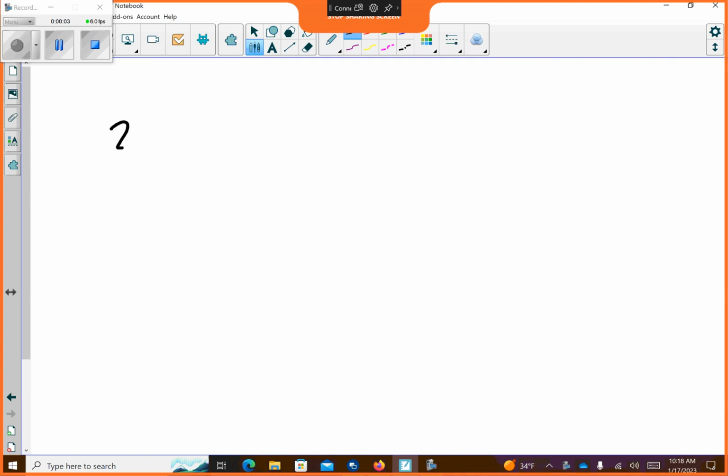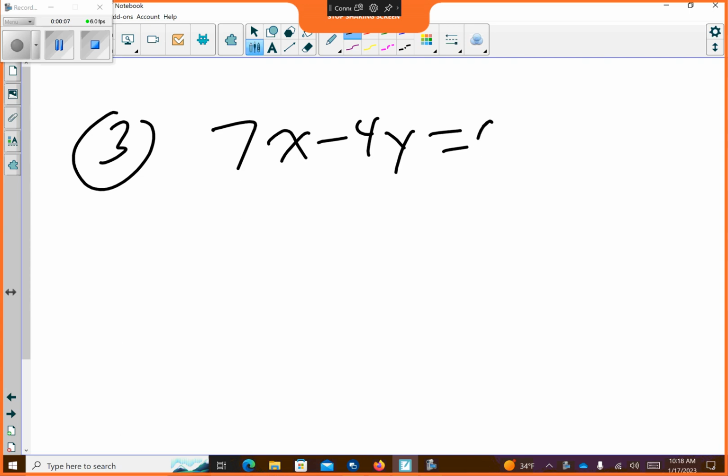All right, problem number 3 is 7x minus 4y equals 0, and 9x minus 5y equals 1. So as they're set up, we're not graphing them, so we have to try and solve them. If I add them together as they sit, I can't get a letter to go away.